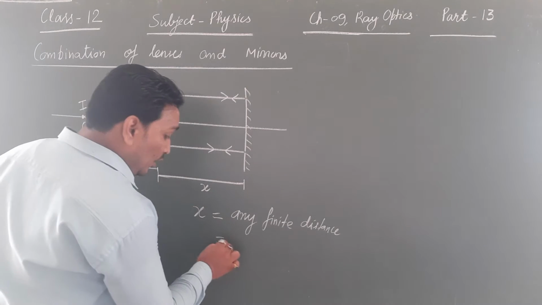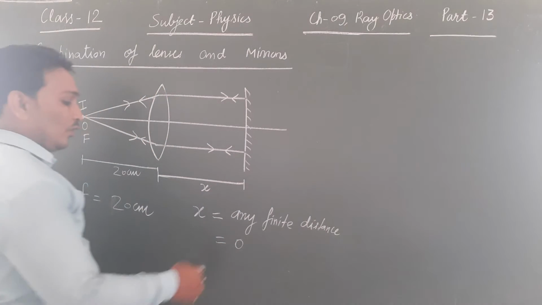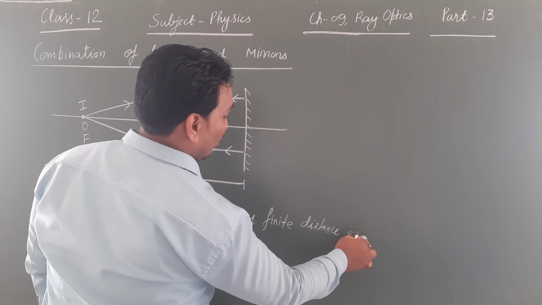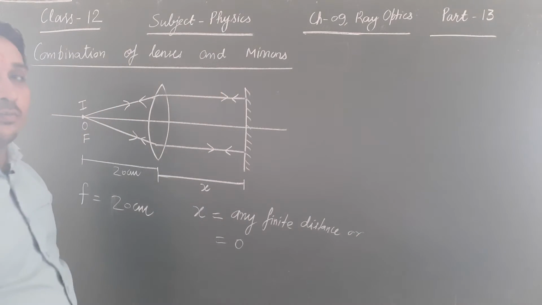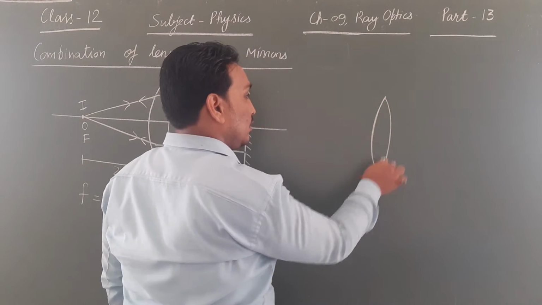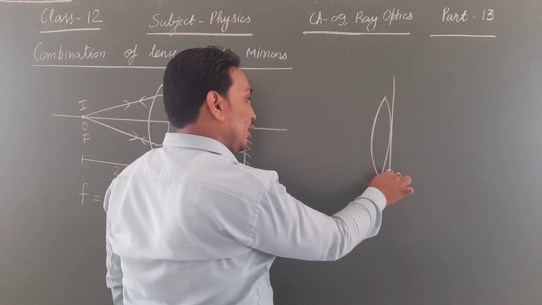It can be 0 also. It is a possibility that x can be 0, because when it is 0, what will happen? The lens will be like this, and the plane mirror is in contact with the lens.